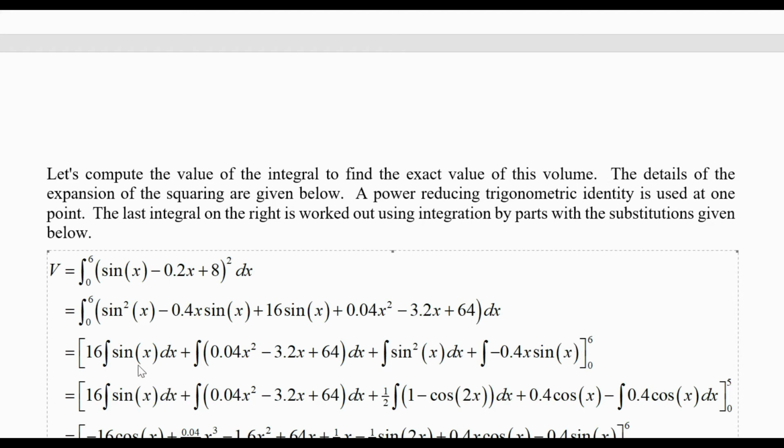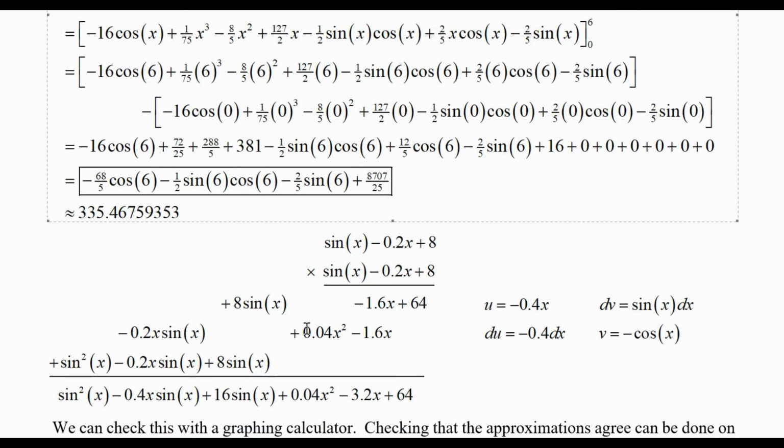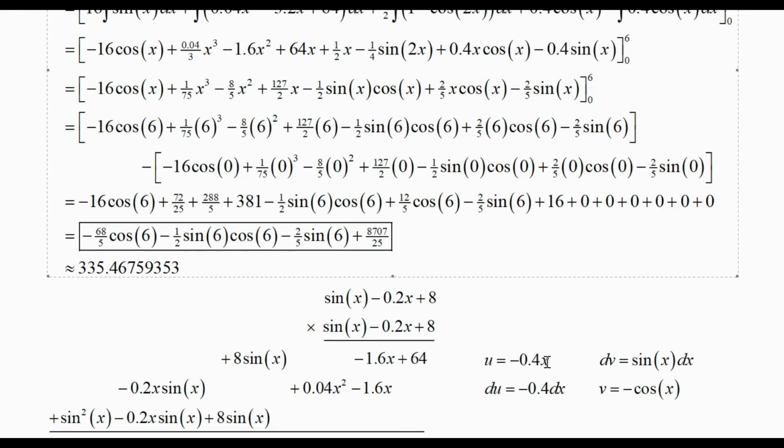Okay, so let's see what we can do with that. I'm going to leave this part alone for a minute. Sine squared of x is 1/2 times 1 minus cosine of 2x. So I'm going to use that power-reducing identity to integrate that even power of sine. And the last part, I'm going to use integration by parts. So here I've got negative 0.4x sine of x. If I let u be the negative 0.4x and dv be sine of x dx, then what I have is the integral of u dv.